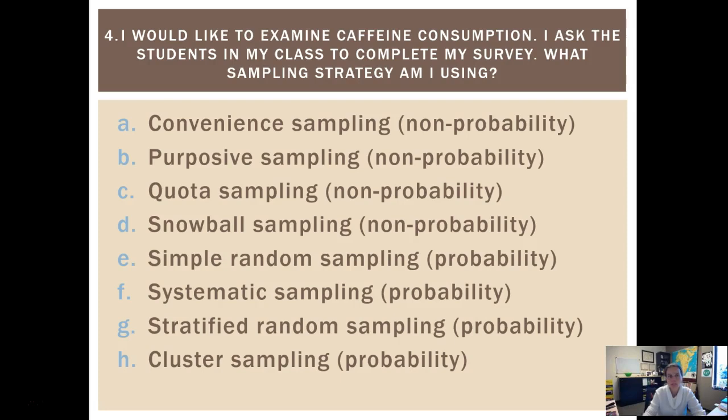So in this case, again, it doesn't say anything about a representative sample. It just says that I'm going to ask people in my class to complete a survey on caffeine consumption. In this instance, we can rule out all of the probability options, so we know it's one of the top 4. It also doesn't say anything about a specific group of people or about meeting certain quotas. So really the only reason I'm asking my students to complete it is because it's convenient. And that places us squarely with option A.